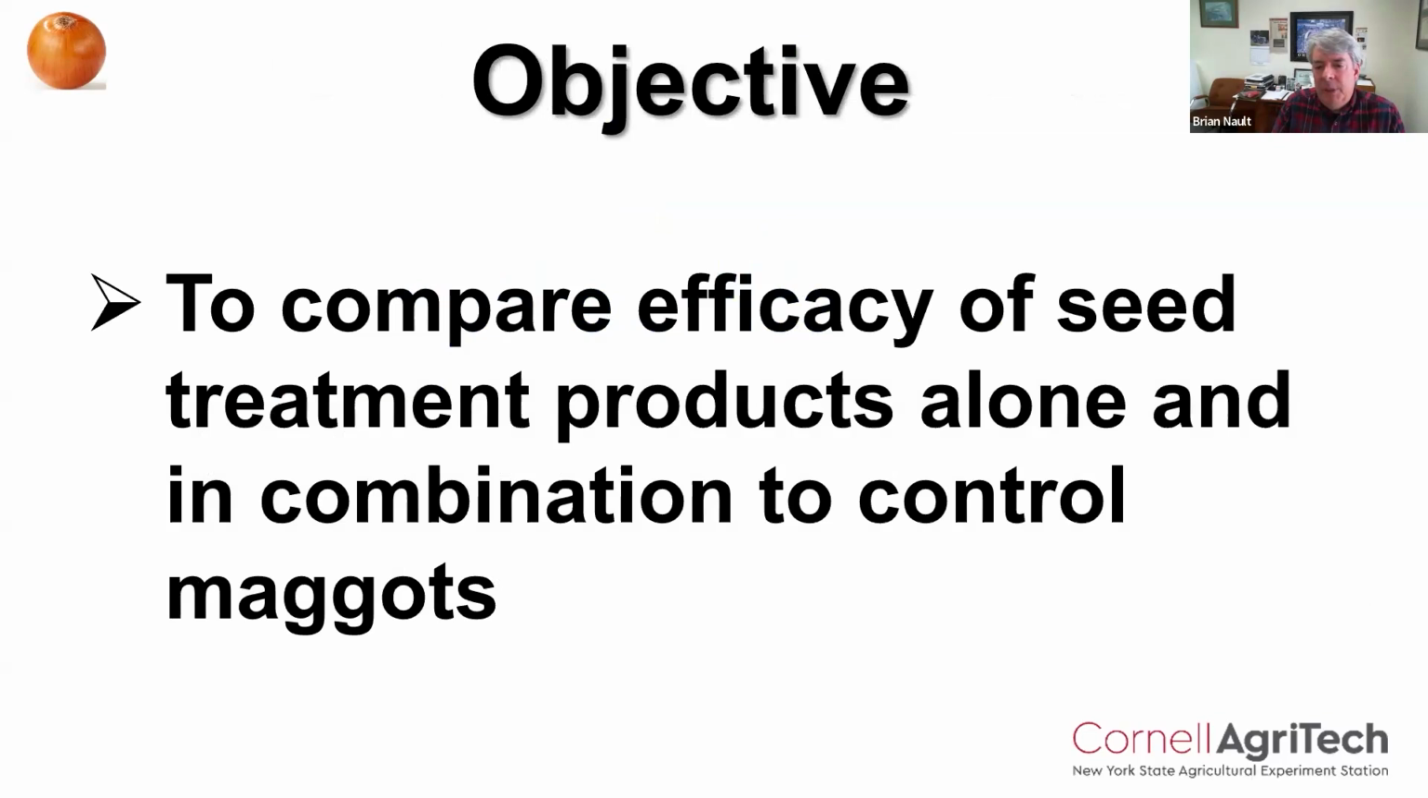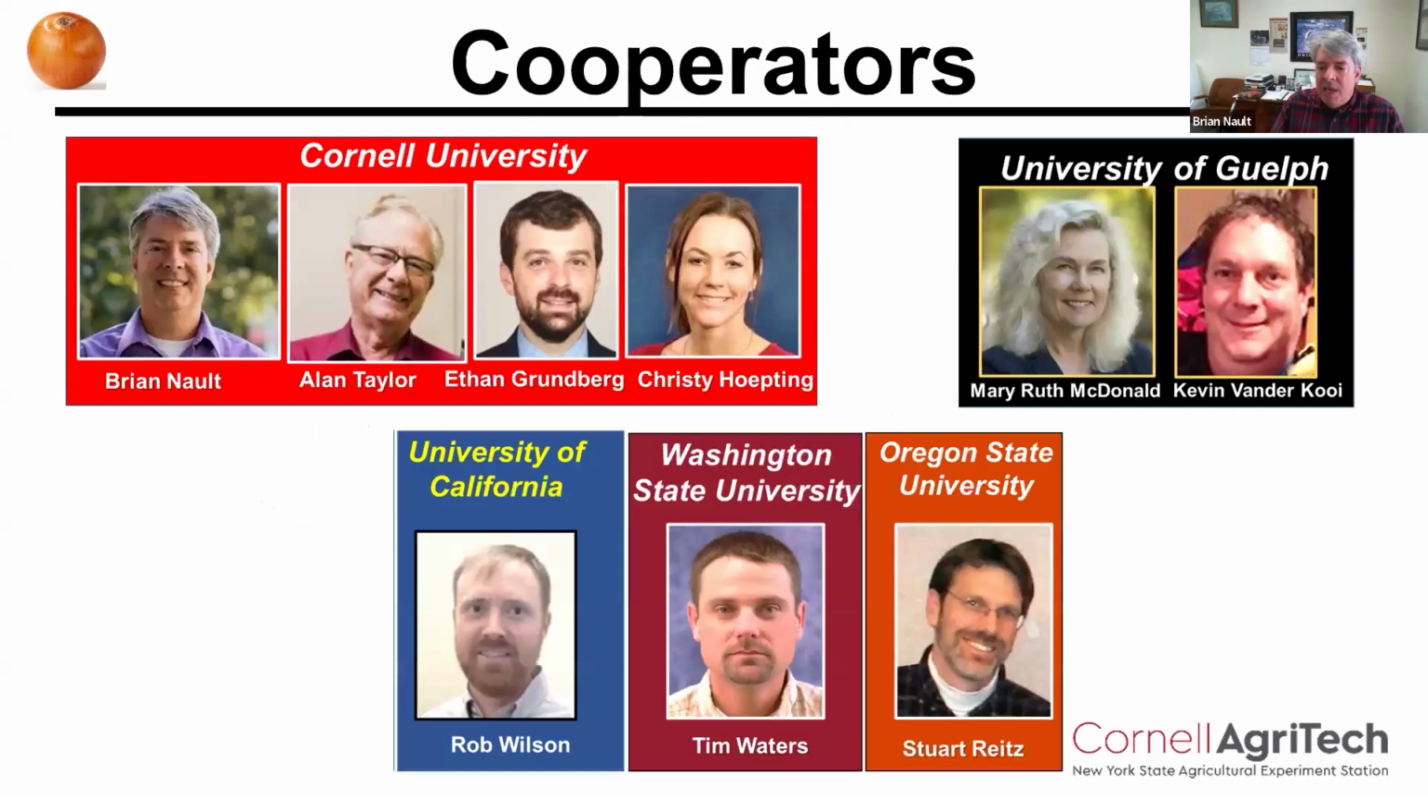Well, the objective of some of the research we've had over the past couple years is to compare the efficacy of these particular seed treatments alone, as well as in various combinations to control seed corn maggot and onion maggot. And luckily, a bunch of folks have been interested in conducting the same experiment. We don't have one funded project, rather each of us has our own funding source to do it.